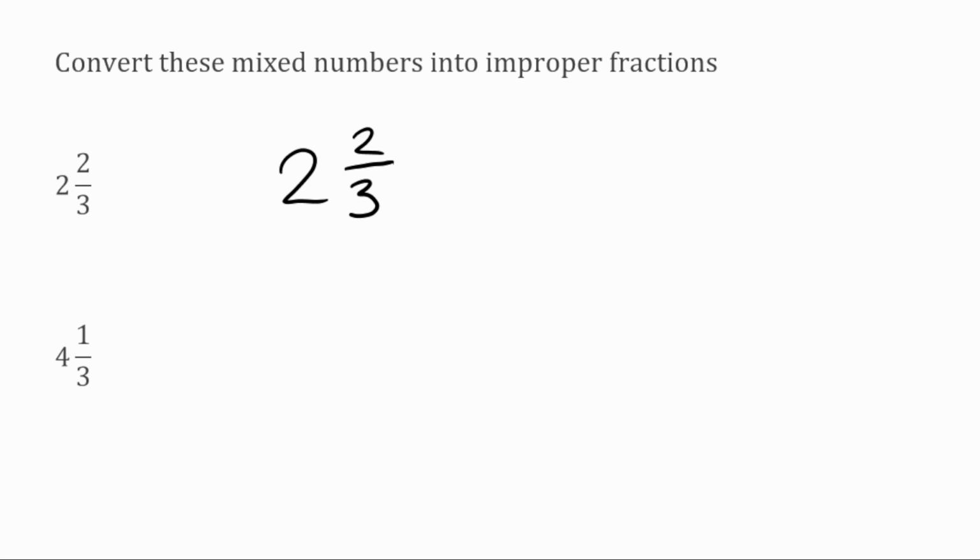So we know the denominator of our improper fraction is going to be the same as the denominator in the mixed number. So it's going to be so many thirds. To find the numerator, all we have to do is take the denominator of the mixed number and multiply it by the whole number part. Then whatever we get for that, we're going to add on the numerator which we had for the mixed number.